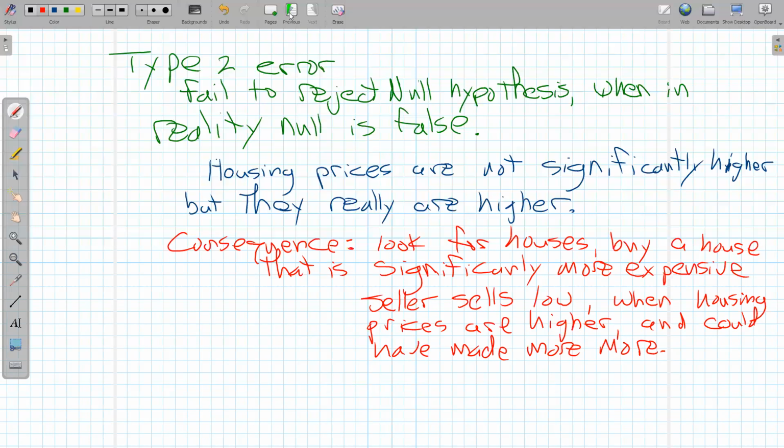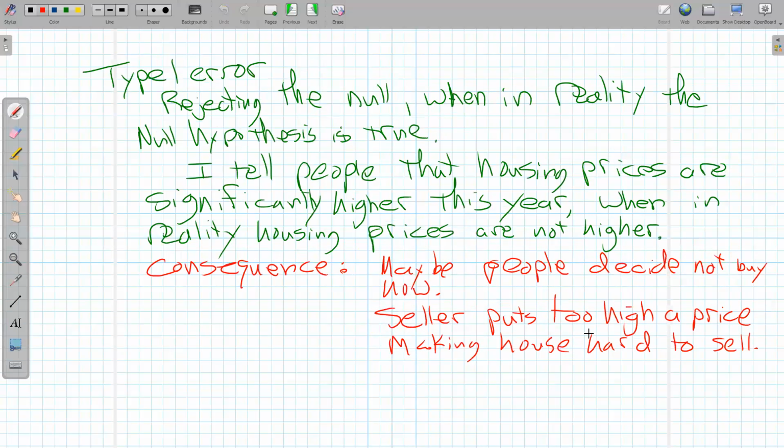On the other side, the type 1 error, which is where we're really at right now based on this data, is that maybe they decide not to buy, or they just realize, yeah, housing prices are higher. I'm just going to have to pay more because I need a house now. There's not much we can do about that. Seller puts too high of a price on a house, making it hard to sell. So then their houses are on the market for months and months and months because they're sure housing prices are higher and they're going to get more money, darn it. And then that can lead to all kinds of problems, right? Because sometimes it's hard to move and get a new house if you haven't sold your other house.